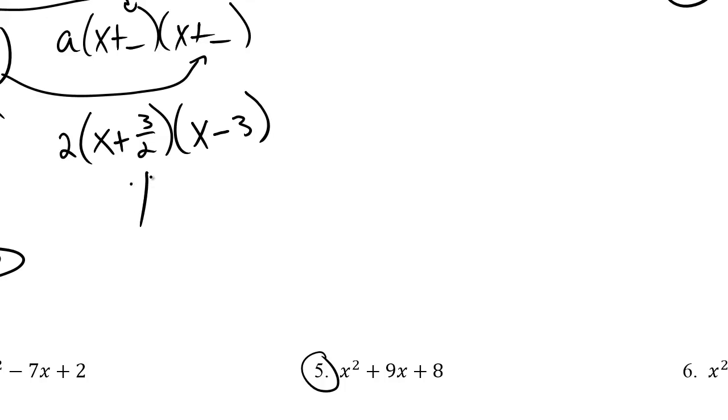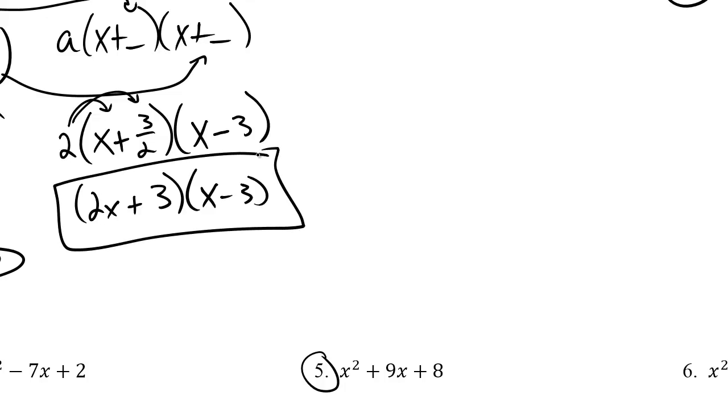Now, we have this fraction right there, which we don't want. Whenever you see a fraction, take your coefficient and distribute it into the binomial with the fraction. So 2 times x is 2x plus 2 times 3 divided by 2, the 2's cancel, and you're going to be left with 3. And then x minus 3. And that's it, right there.